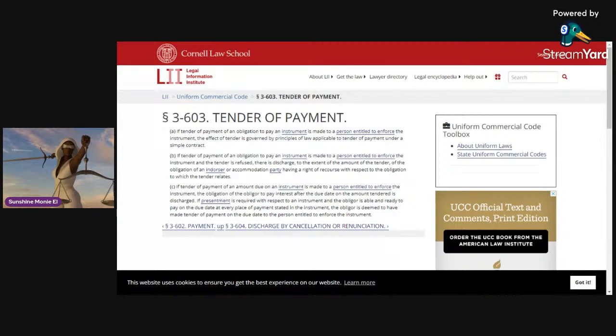All right. So 3-603, tender of payment. F, tender of payment of an obligation to pay an instrument is made to a person entitled to enforce the instrument. The effect of tender is governed by principles of law applicable to tender of payment under a simple contract. So B says, if tender of payment, let's look up tender of payment. What is tender of payment?